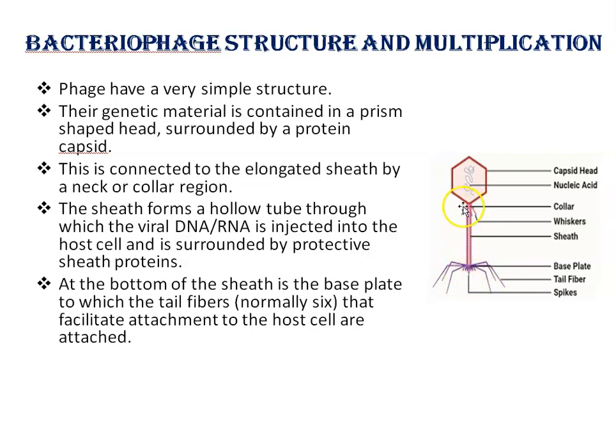The genetic material of the bacteriophage is contained in this prism-shaped head surrounded by a protein coat. This is connected to an elongated sheath by a neck or collar region. This sheath forms a hollow tube through which the viral DNA or RNA is injected into the host bacterium or host cell. At the bottom of this sheath is the base plate, to which tail fibers are attached that facilitate attachment to the host cell.